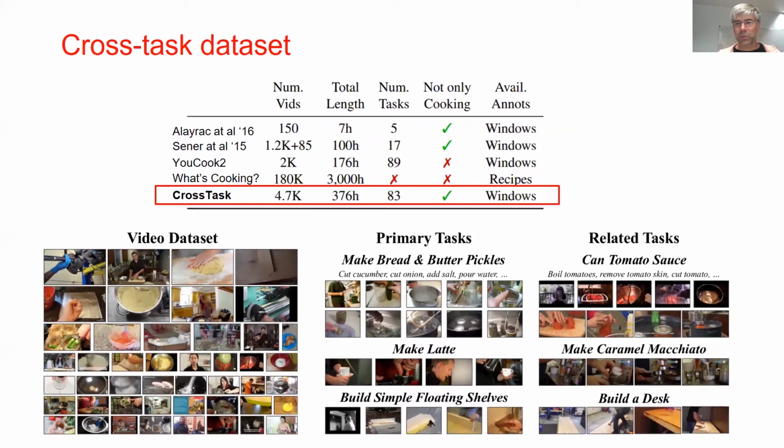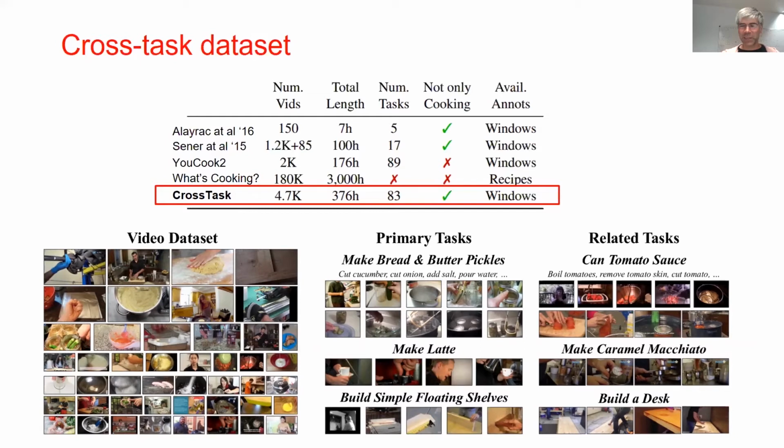So we have collected a so-called cross-task dataset. Here's a comparison. This work was published in ECCV 2020. Since then, there are new datasets, which I'm going to show later. Cross-task at that time was the largest dataset, but it also had annotations and was not limited just to cooking actions as some other datasets. So it has a mix of domains: cooking, gardening, car repair.